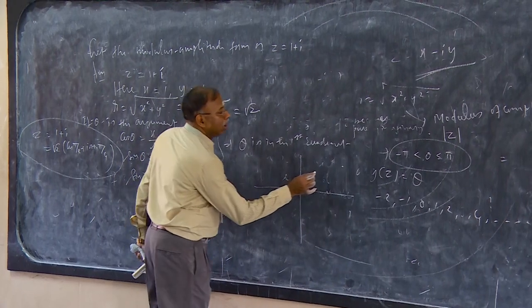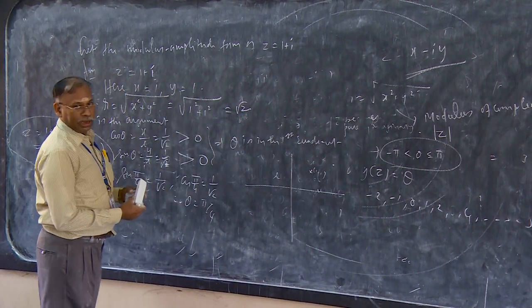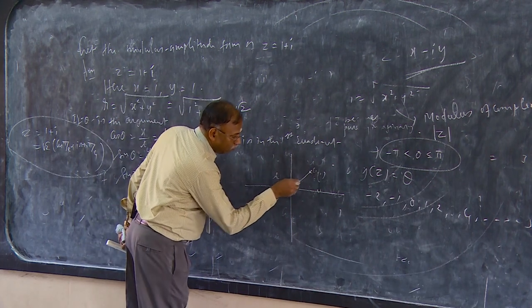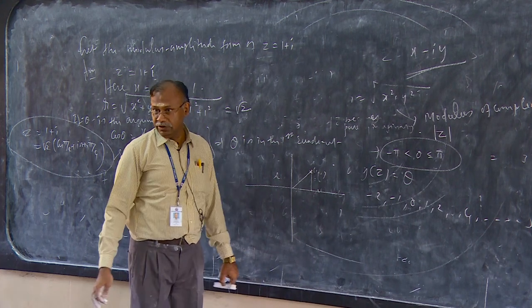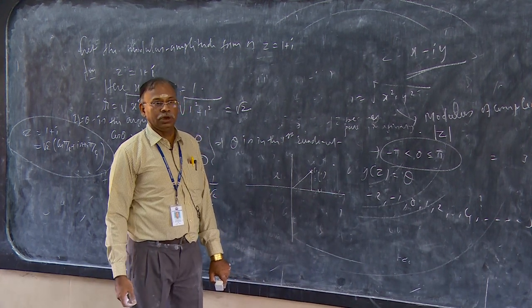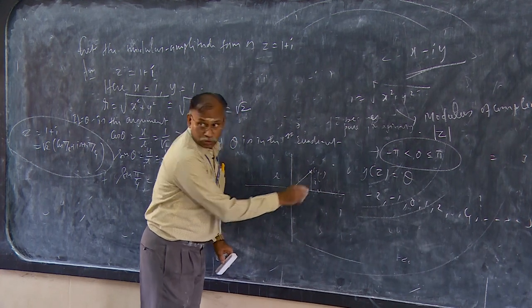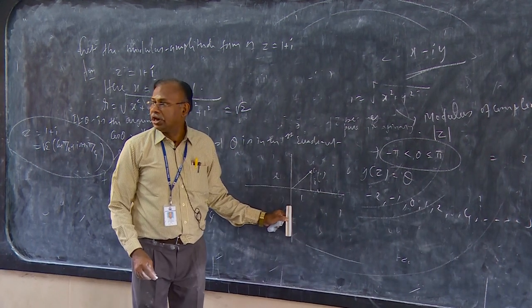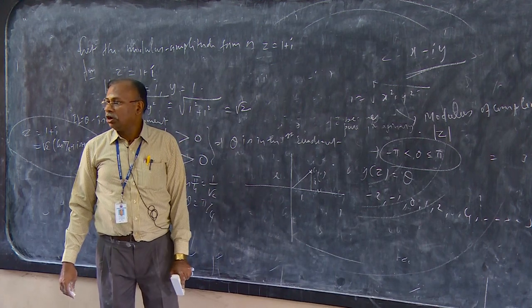Just listen. I'll mark the point 1 comma 1. It's clear. That's equivalent to 1 plus i. I'll join the point with O. I'll draw this perpendicular. These things you can do in a span of just 2 seconds. This length is 1, this length is also 1. It's an isosceles right triangle. In any isosceles right triangle, the remaining two angles are 45 degrees.